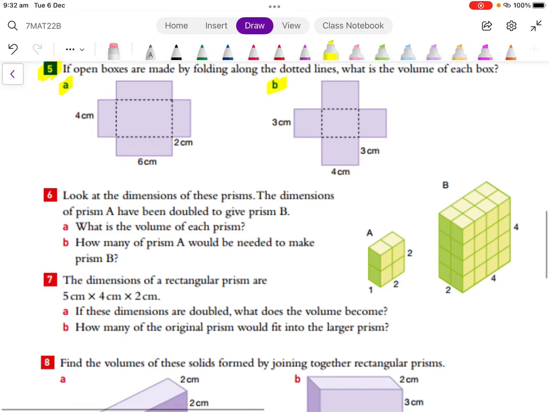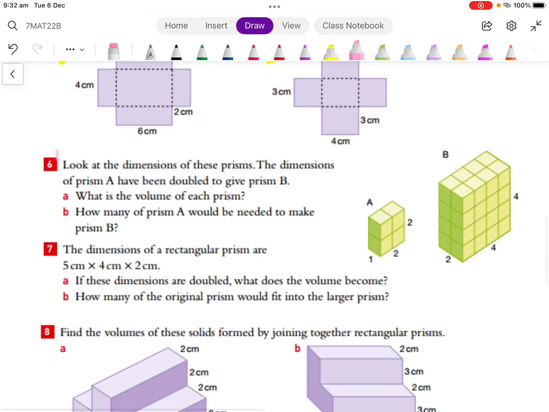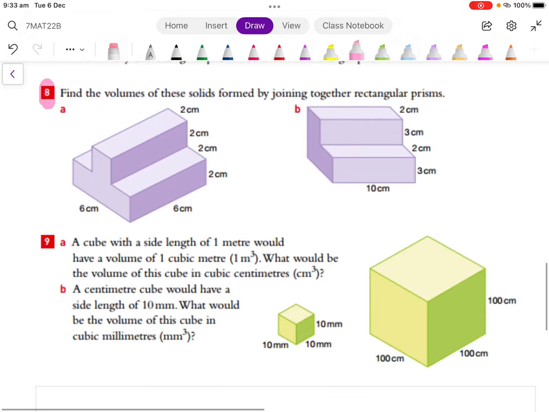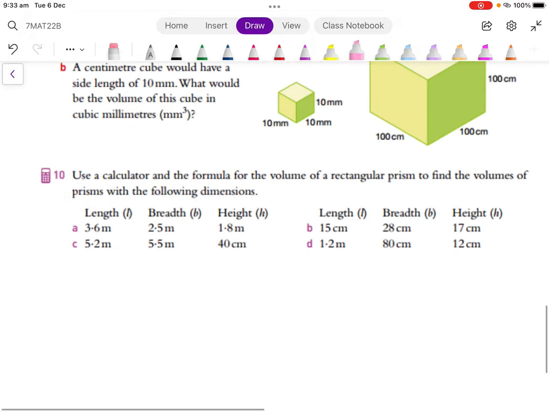If you finish, you can then have a go at question 6, 7, 8, and 9, and even 10 as extension work for me.